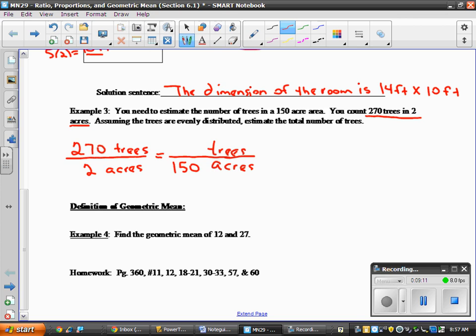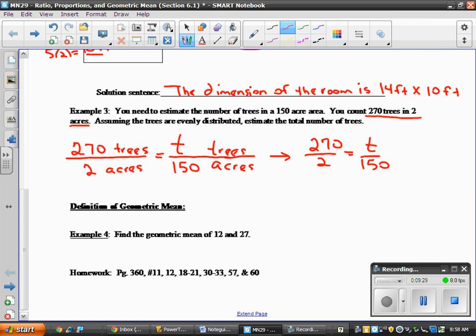And this is where you can use any kind of variable. I'm going to use a t for trees. And I'm going to solve this. Now I'm going to bring this over here so you can see it a little bit clearer. So 270 over 2 equals t over 150. Now that we know that we have it set up properly, I'm going to drop those labels.